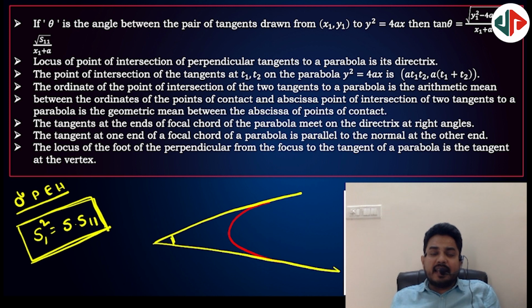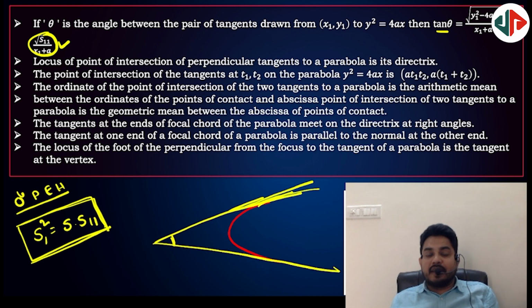Now, what is the angle between the pair of tangents? Tan theta is equal to root S11 by x1 plus a. If this angle is 90 degrees, this point is going to lie on the directrix. So the locus of the point of intersection of perpendicular tangents to a parabola is the directrix.